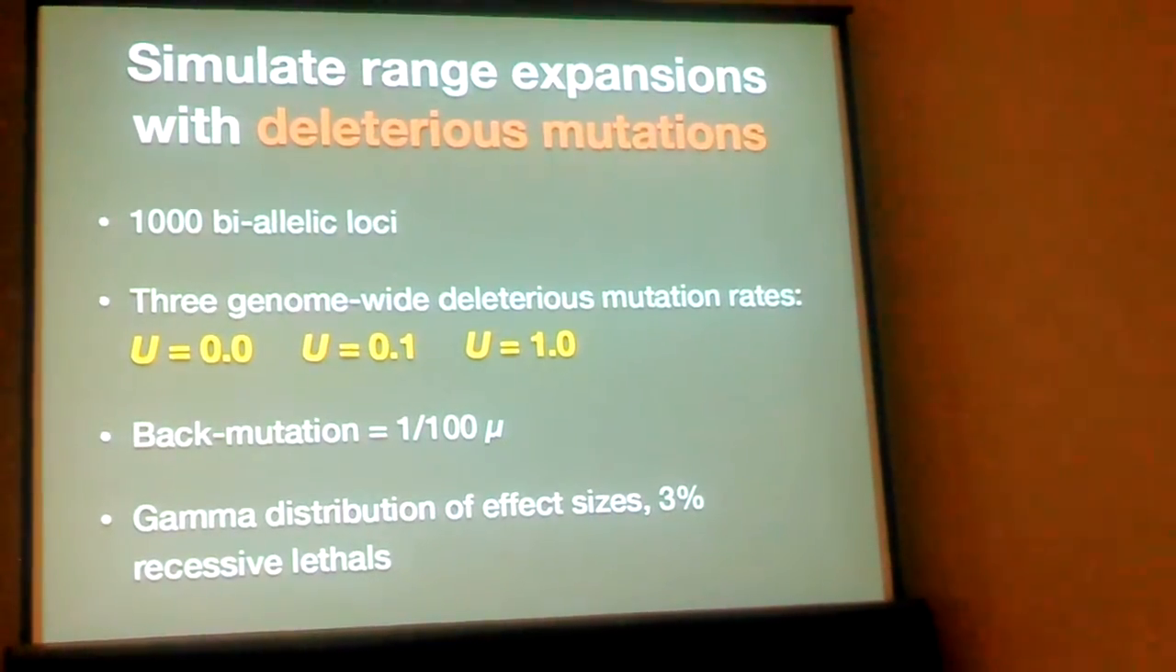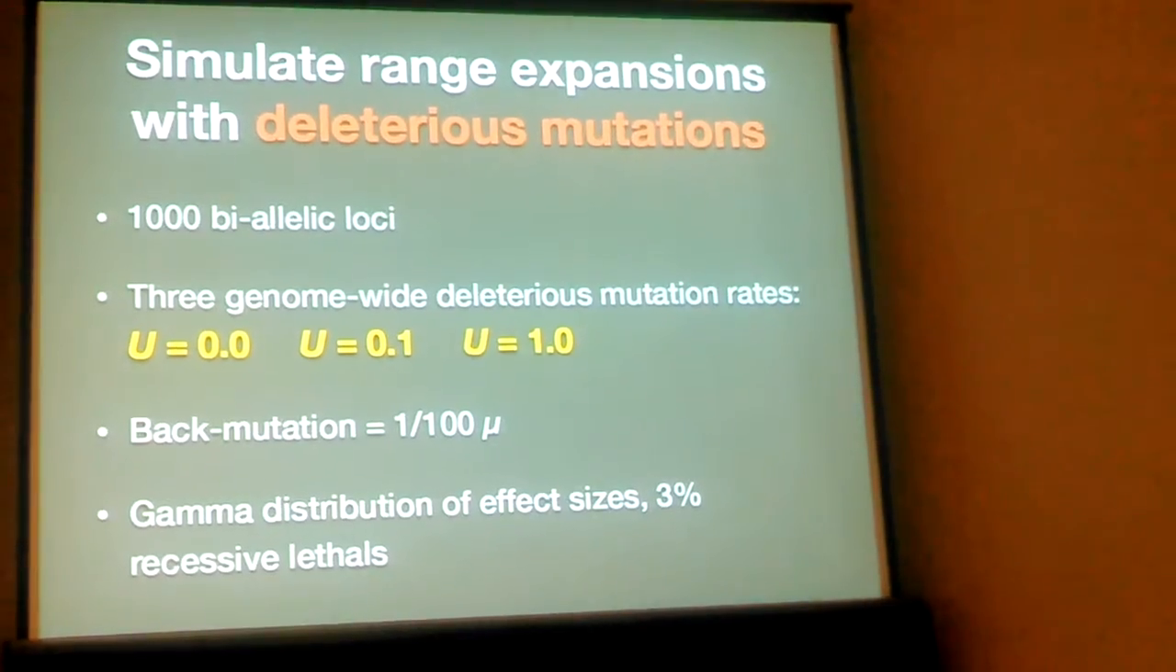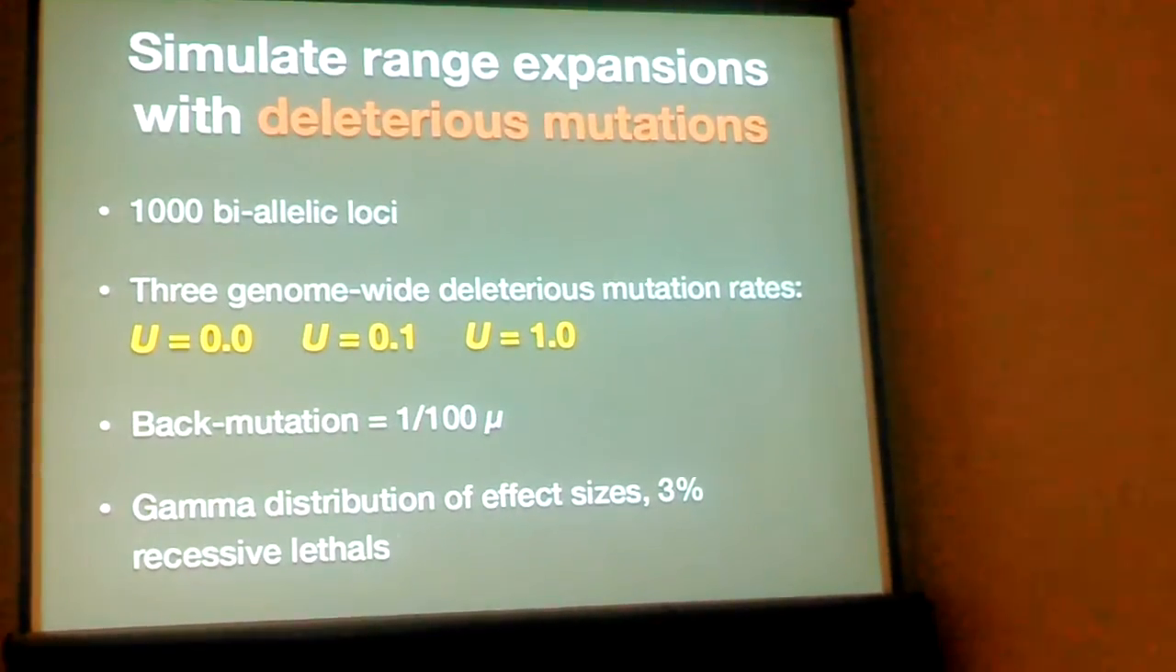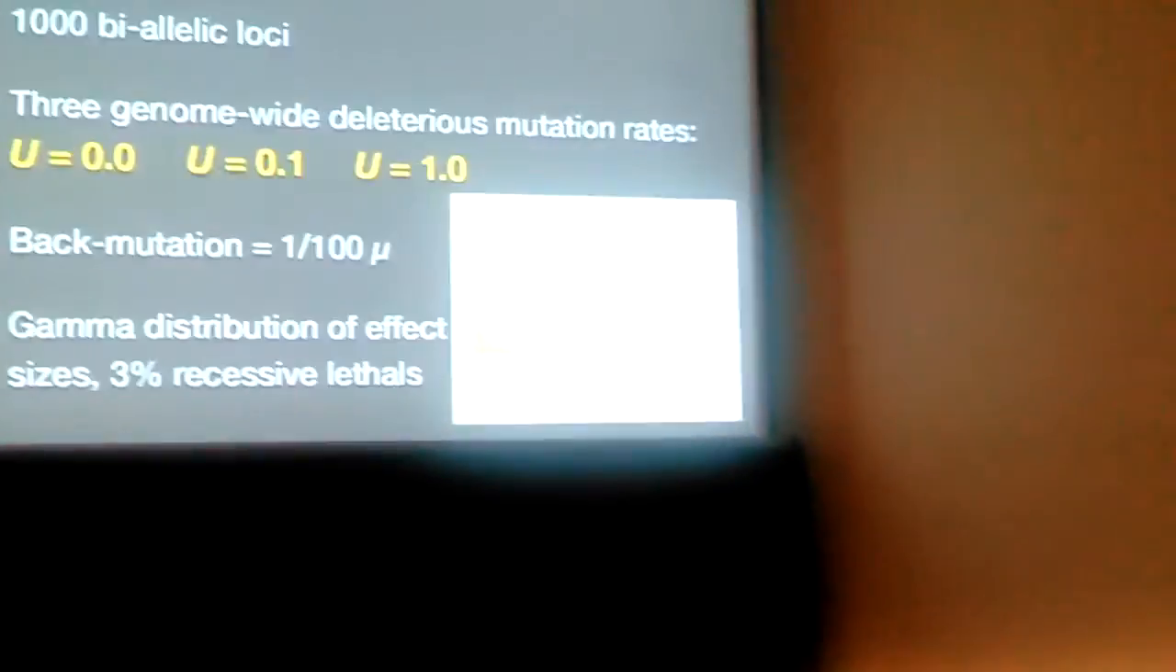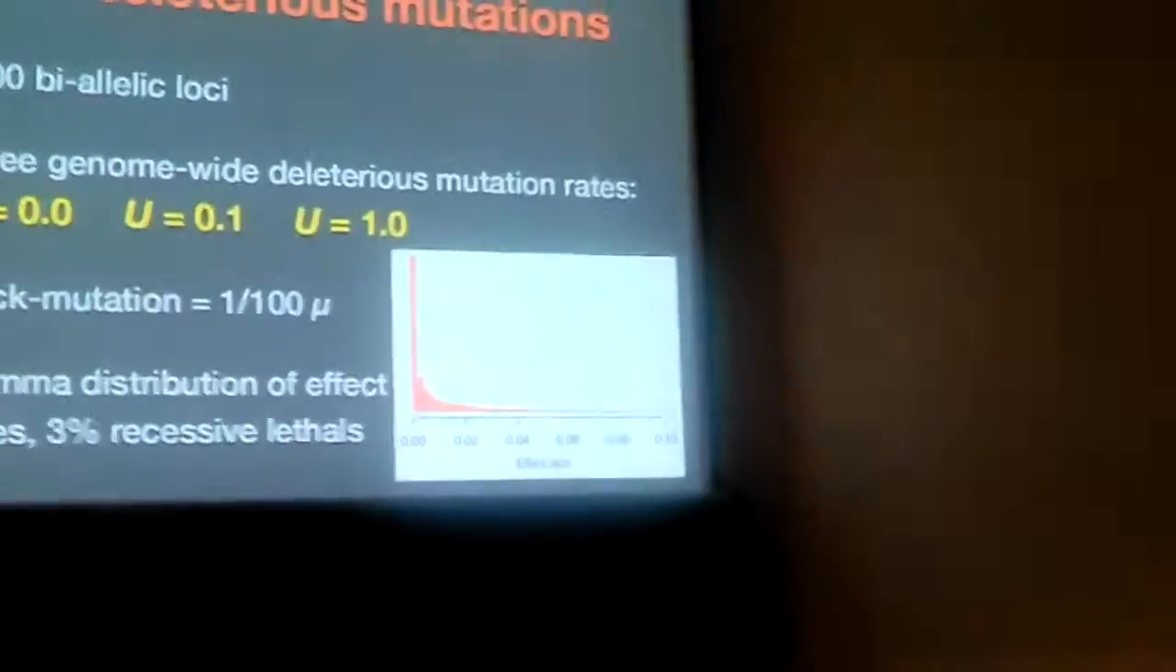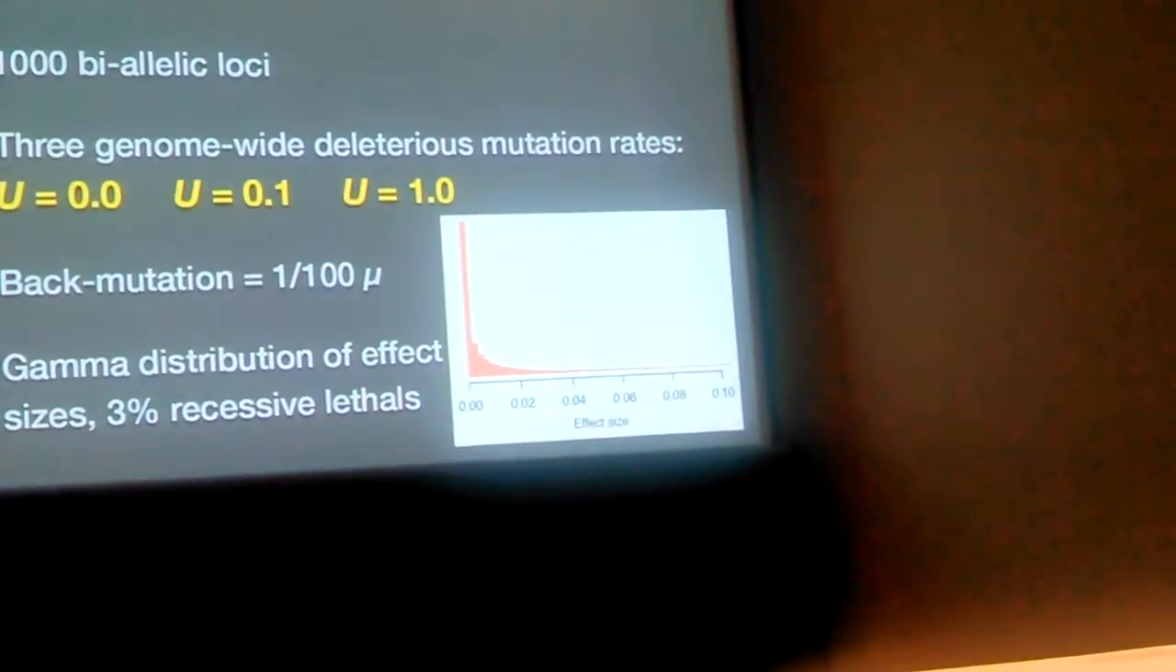So we tried to make this distribution of effect sizes as realistic as we could, based on what we know of biology. So that looks something like this. It's a leptokurtic gamma, and then we also gave 3% recessive alleles within those loci.